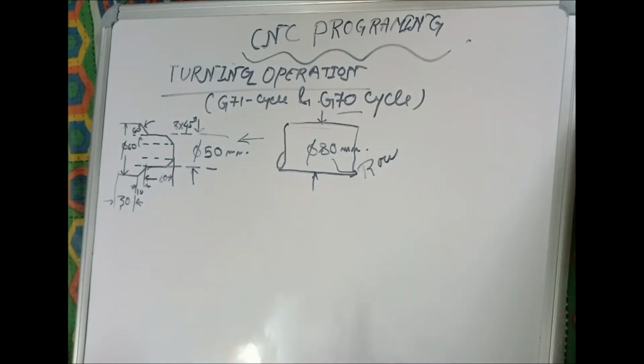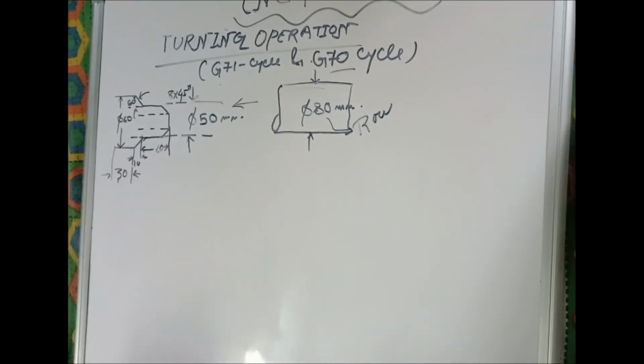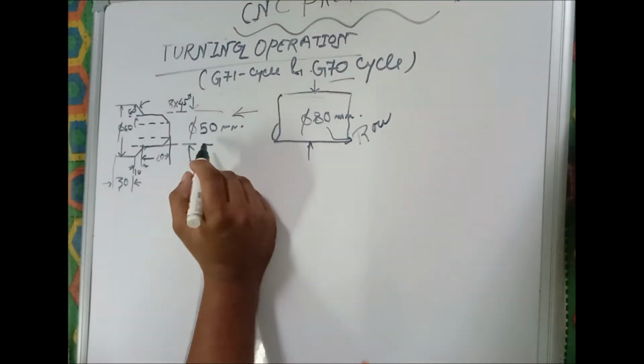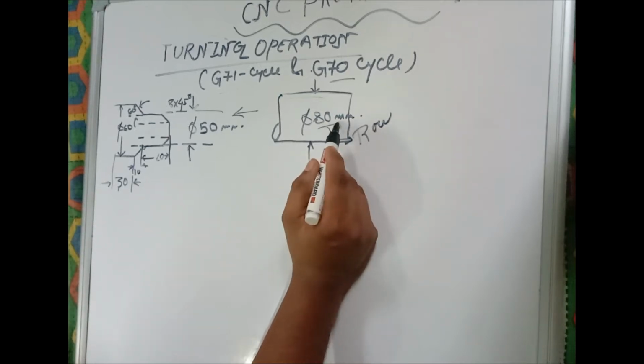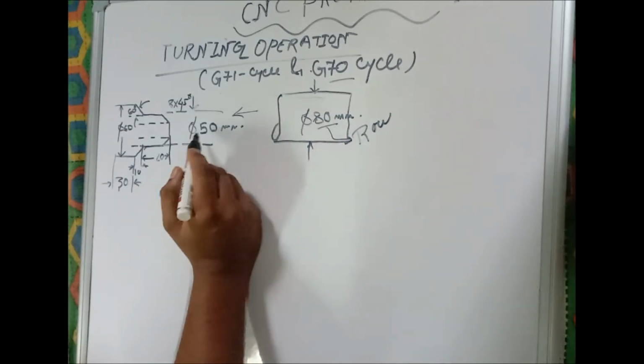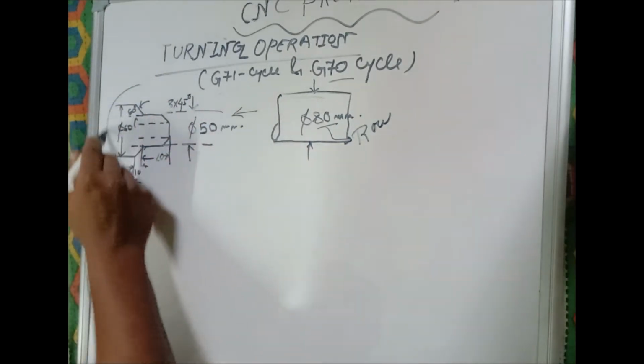Then we have to do the machining process in the CNC machine. Then we have to make a program. So let's start the program. How to make a program? Let's discuss the drawing first. Suppose it is an 80 diameter and we have to cut it in this profile.